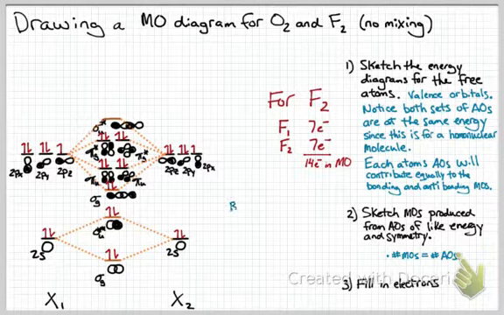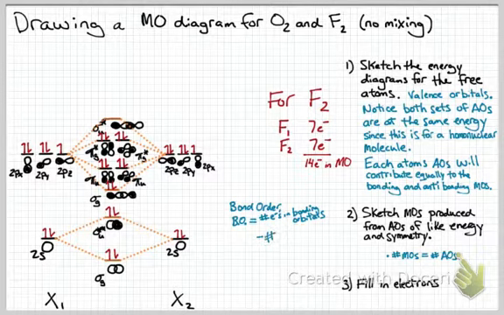And again, so this is the completed diagram. Notice there's no unpaired electrons. This is a diamagnetic molecule. We can calculate the bond order, which is equal to the number of electrons in bonding molecular orbitals minus the number of electrons in antibonding orbitals divided by 2.